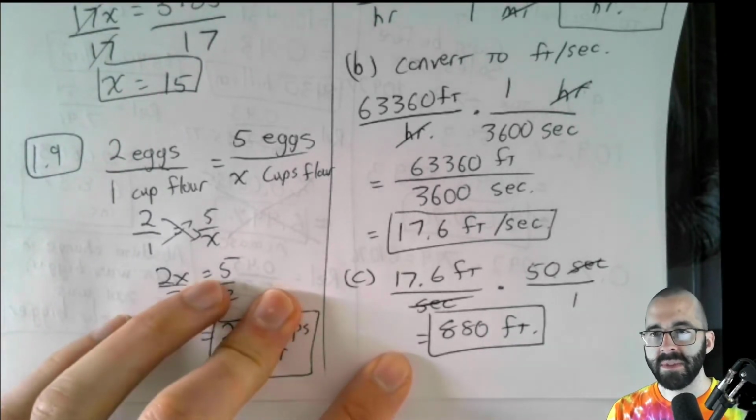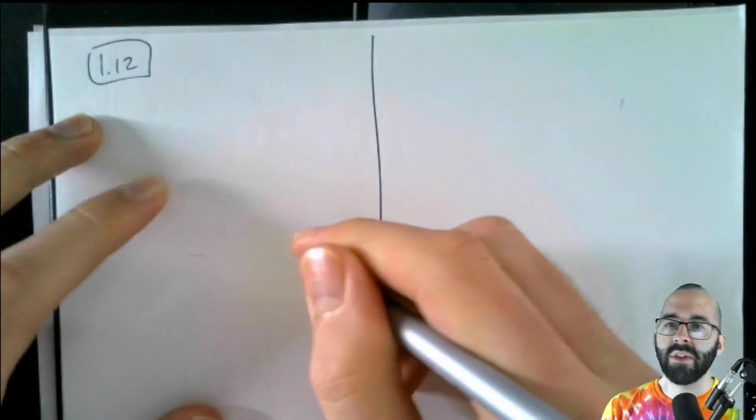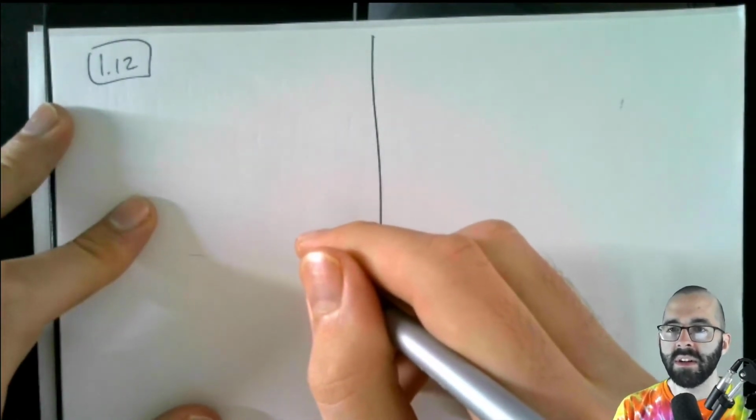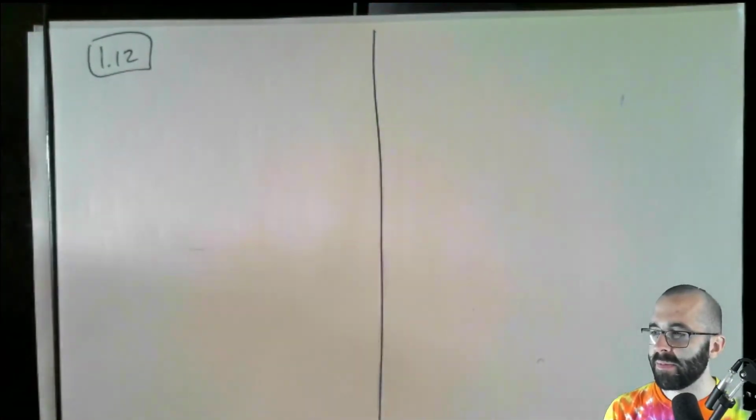Last example problem. Example 1.12. Oh no. All right, we'll start a new page. It's okay. I have the paper for this. Oh, we've got to pull this up.